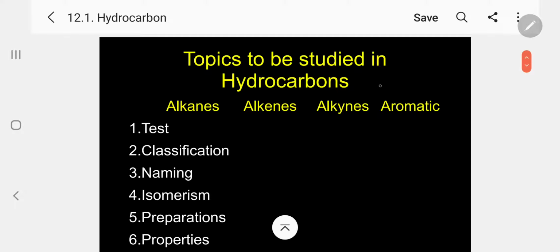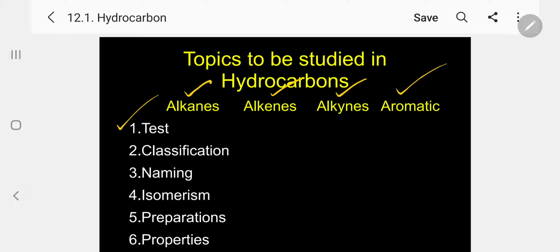See, under the hydrocarbons, what are the topics you have to concentrate or you have to study? Let me give the list. First, we can broadly classify: we have to study alkanes, alkenes, alkynes and aromatic compounds. In all the cases, we have to study the test for functional groups. In the case of alkanes, there is no functional group. In the case of alkenes, it's a double bond; alkynes, a triple bond; aromatic compound, a benzene ring. Strictly speaking, this is not a functional group, it is only unsaturation.